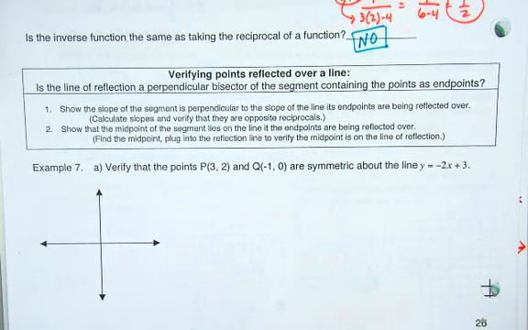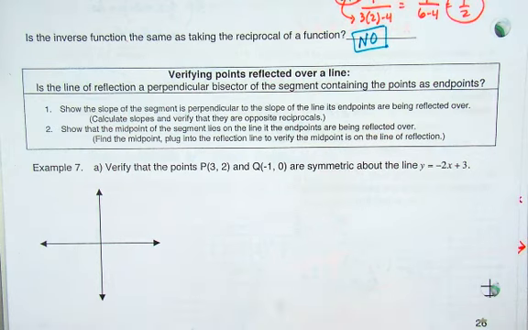All right, so we want to verify that those points are symmetric about this certain line that we're given. There's 2 steps here that we want to do. You want to show that the slope of the segment is perpendicular to the slope of the line the endpoints are being reflected over, okay? Calculate slopes and verify that they're opposite reciprocals. That's step 1. Step 2, show that the midpoint of the segment is on the line the endpoints are being reflected over.